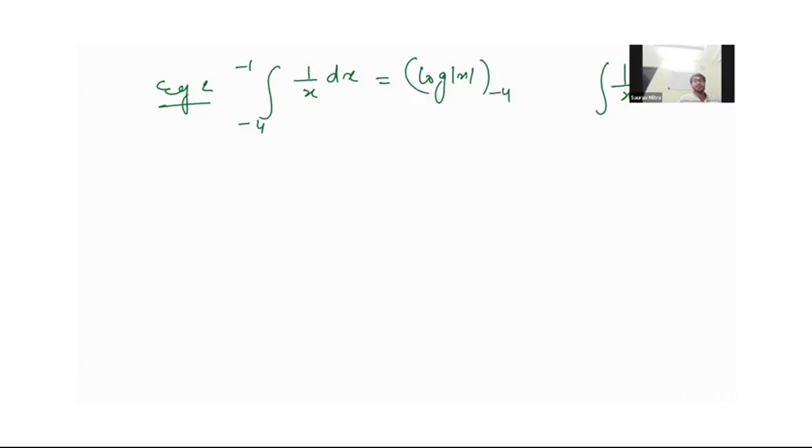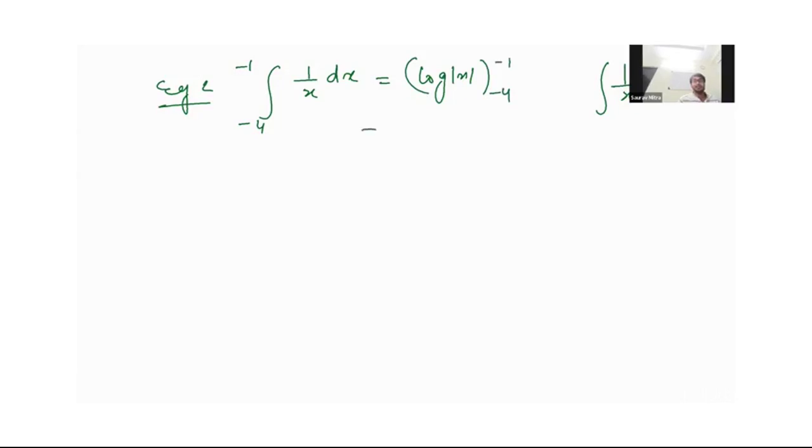Next, let us take another example. We have the integral from minus 4 to minus 1 of 1 upon x dx, and we know the integration of 1 upon x dx is log of mod x. Since we have integrated the function, the only thing left is to apply the limits.